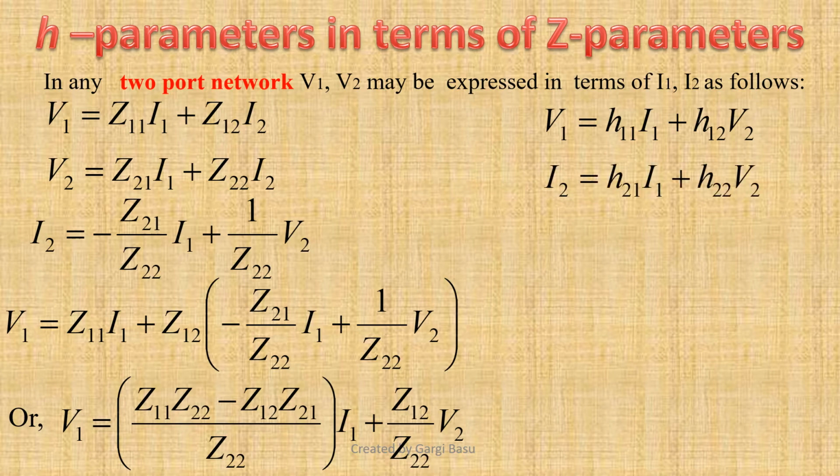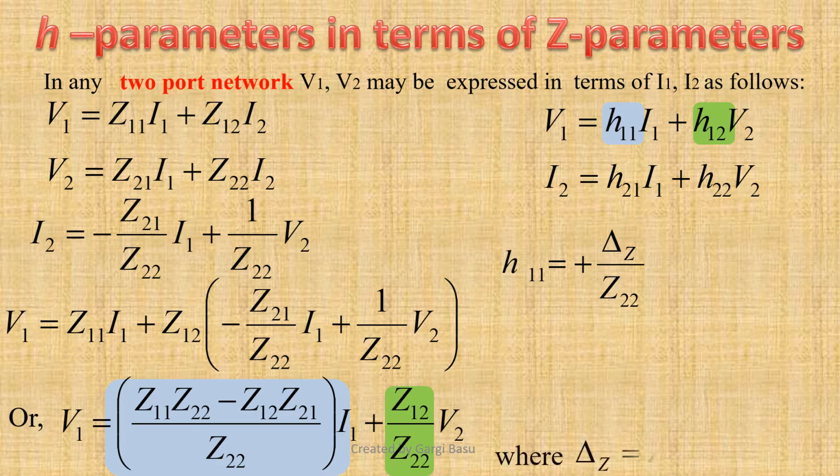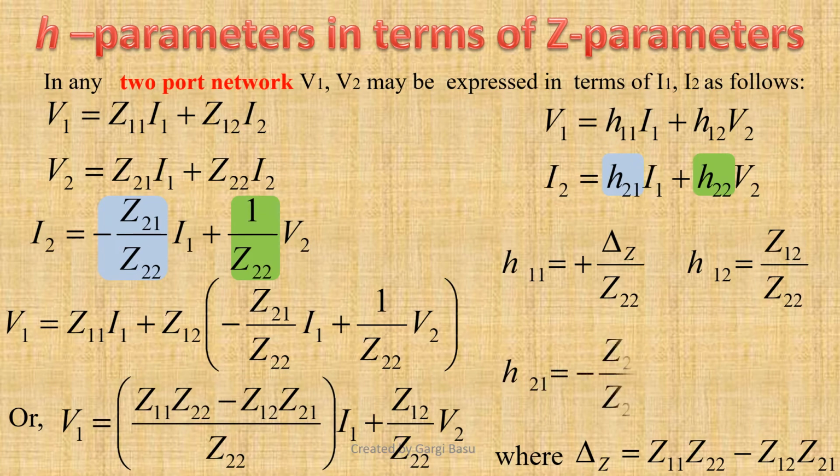Comparing the expressions of V1, we get H11 equals delta Z by Z22, where delta Z equals Z11 Z22 minus Z12 Z21, and H12 equals Z12 by Z22. Now comparing the expressions of I2, we get H21 equals minus Z21 by Z22 and H22 equals 1 upon Z22. Now we have expressed hybrid parameters in terms of Z parameters.